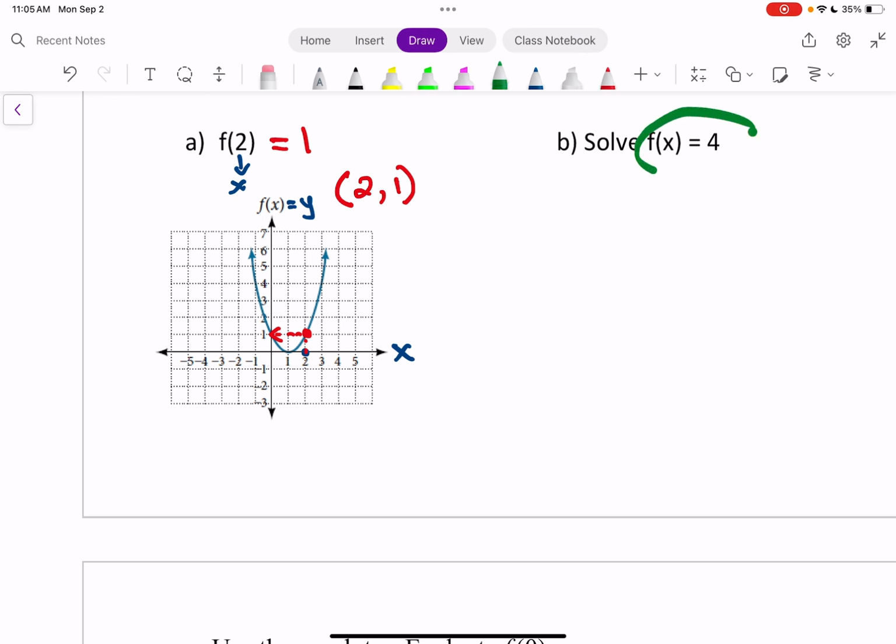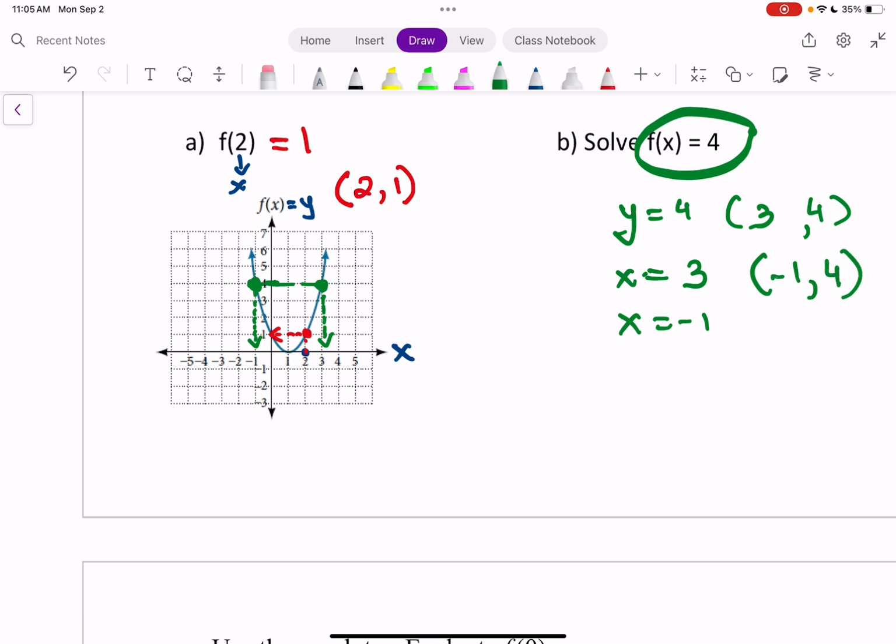Now, if it says solve f of x equals 4, what does that mean? That means y is 4, and I want to find the x values that get paired up with the y of 4. So here's my y, and here is 4. If I look side to side, I'm going to find 2 points at that height of 4. What x values answer to that? One of them is 3, and the other one is x equals -1. So these are the 2 points I see on the graph that are at the height of 4.